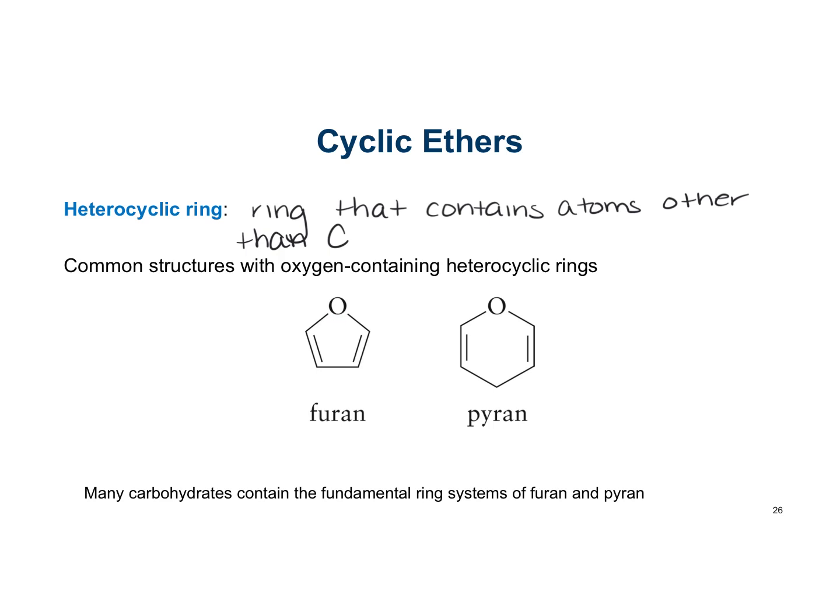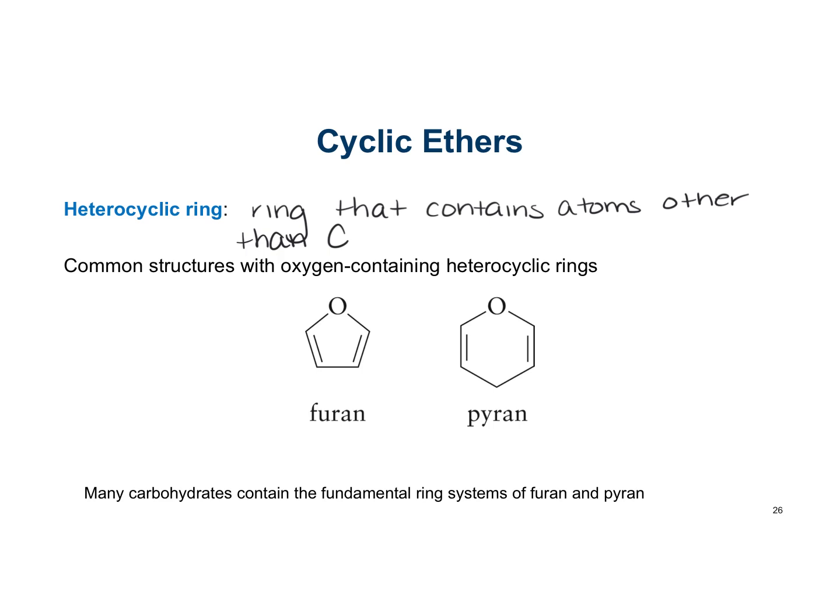The two most common ones that we're going to run into are furan and pyran. These we're going to see again in carbohydrates. Carbohydrates contain these type of ring systems, and so that's why I'm introducing it now, because we'll see it again when we go over and we study the carbohydrates.